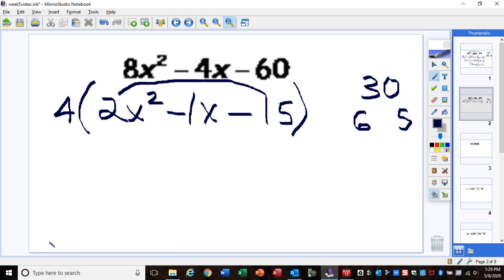Now, in fact, let's bring the 4 down right here. We don't need the 4. So what we're going to have now is 2x squared.